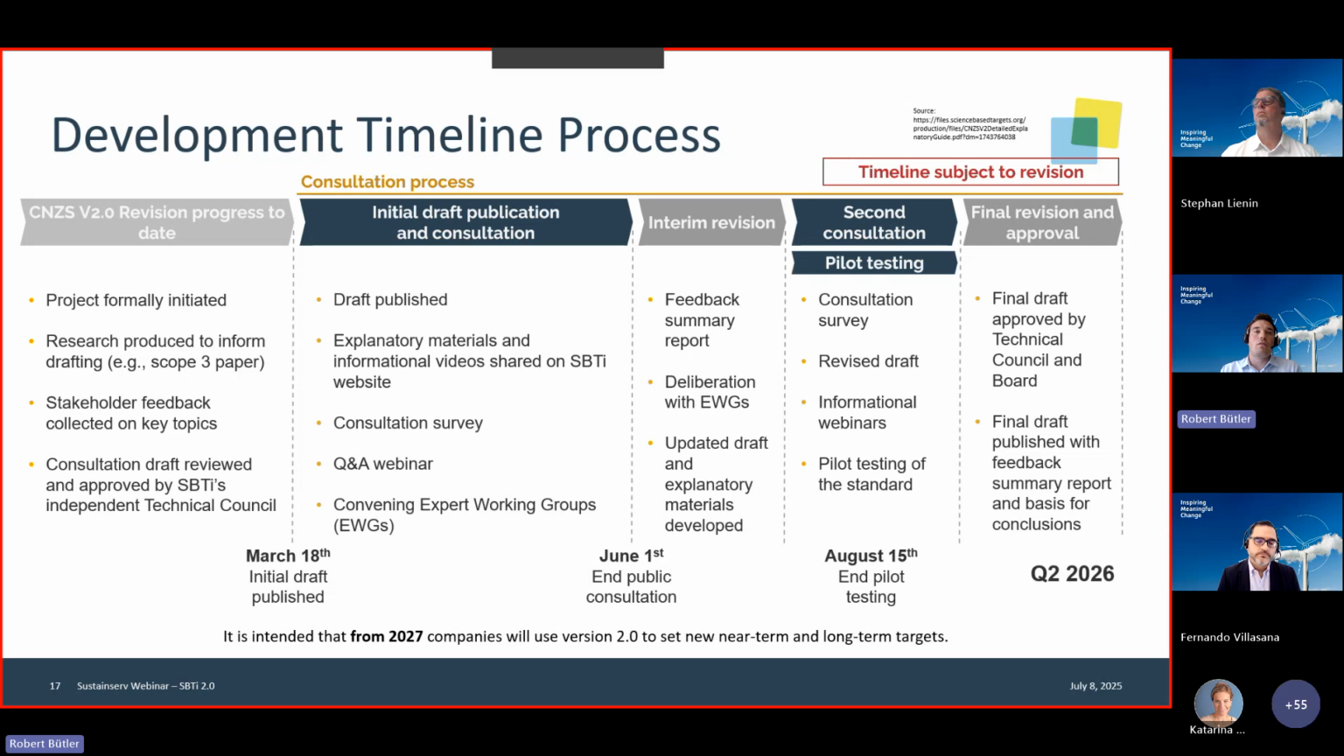It is intended that the SBTi 2.0 will be relevant for companies from 2027 onwards to set near-term and long-term targets according to the new standard. And I quickly want to mention as well that with companies having existing targets, it is expected that those remain valid either until 2030 or until the end of the target timeframe, if this time should be between 2027 and 2030.